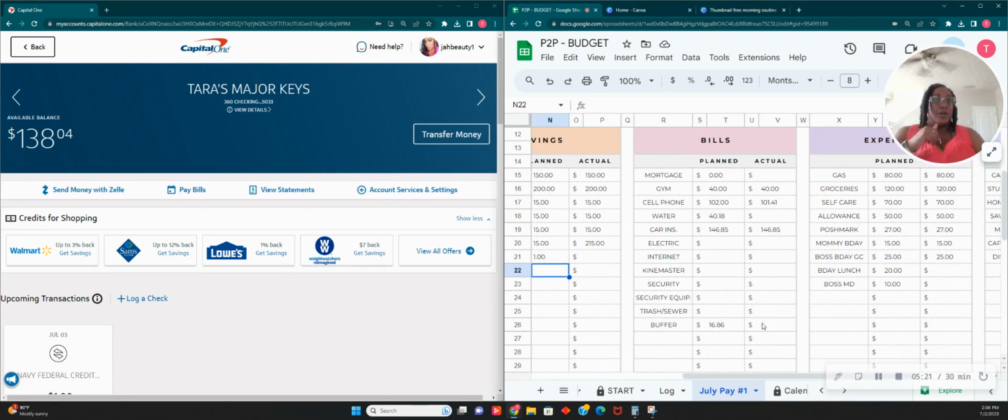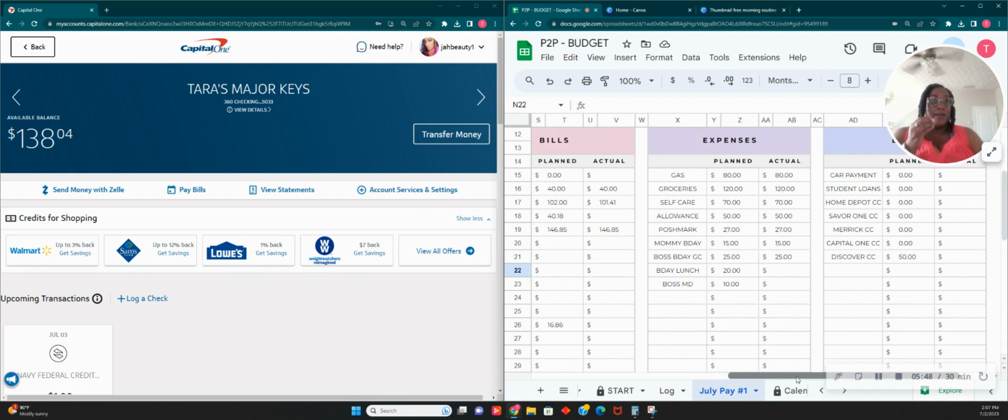Now, as far as bills go, I listed all my bills, but only a few are due. I'm going to use the next two paychecks in July to pay for the mortgage and the car payment, which is over here. But I listed it anyway. So the gym would get 40, cell phone would get 102, water would get 40.18, car insurance would get 146.85. Those were the bills that were due up until the 13th. So those are the only ones I focused on for that paycheck.